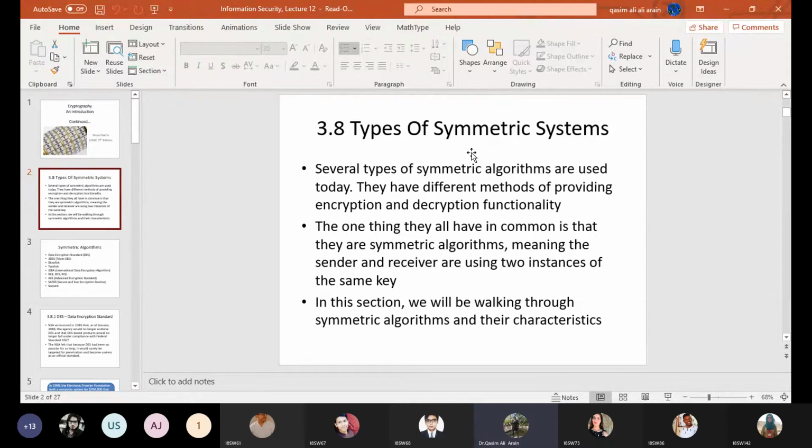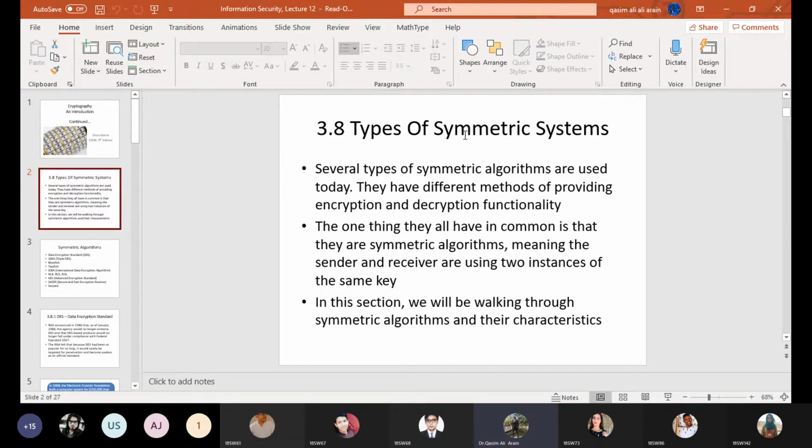Now today we are going to learn about different types of symmetric systems, right? There are several types of symmetric algorithms being used today. They have different methods of providing encryption and decryption functionality. The one thing they all have in common is that they are symmetric algorithms, meaning the sender and receiver are using two instances of the same key. In this section, we will be walking through the symmetric algorithms and their characteristics, right?